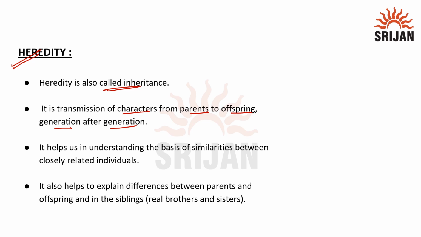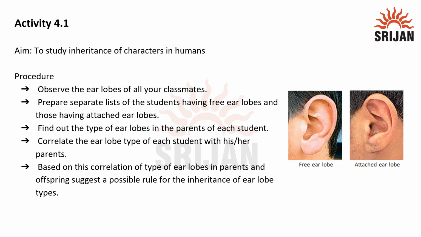This is going to help us understand the similarities between closely related individuals, and there are certain differences between the parents and offspring, and the offspring and their siblings. All these things would be explained by the phenomena of heredity and variation. Here we have a simple activity which we can use to study the inheritance of characters in humans. So let's see the procedure of this activity.